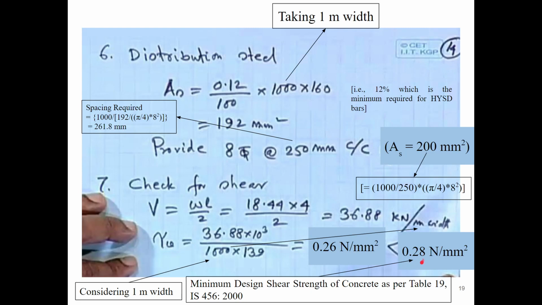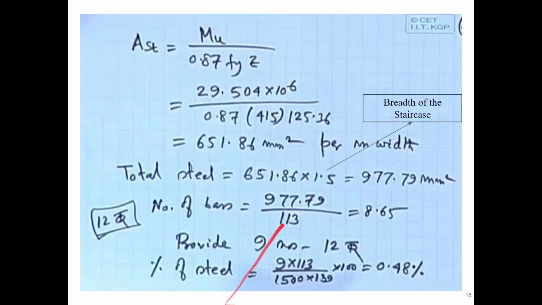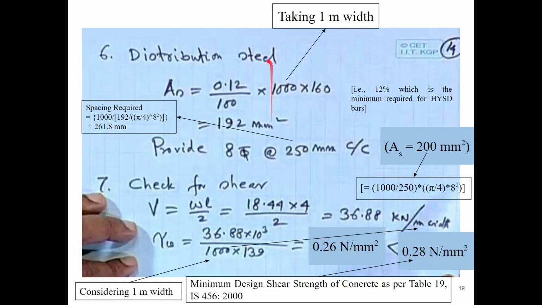And yeah, so that is the primary reinforcement. Okay, and we can also further provide the distribution steel, which is a secondary reinforcement. As per IS code, for HYSD bars it should be a minimum of 0.12%, and 0.15% is for your mild steel, right?